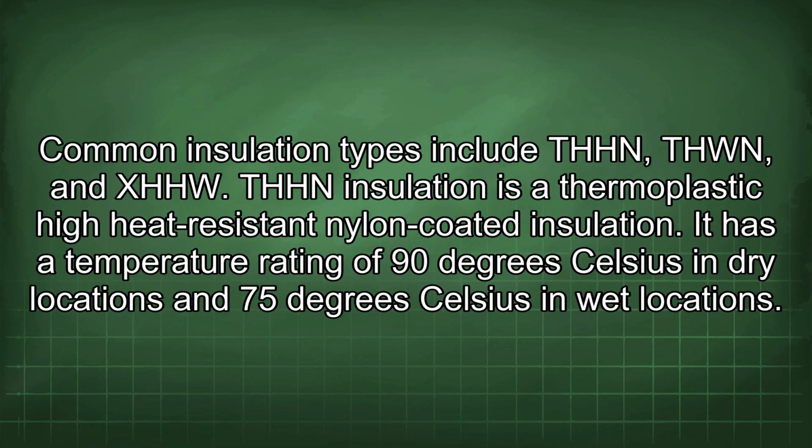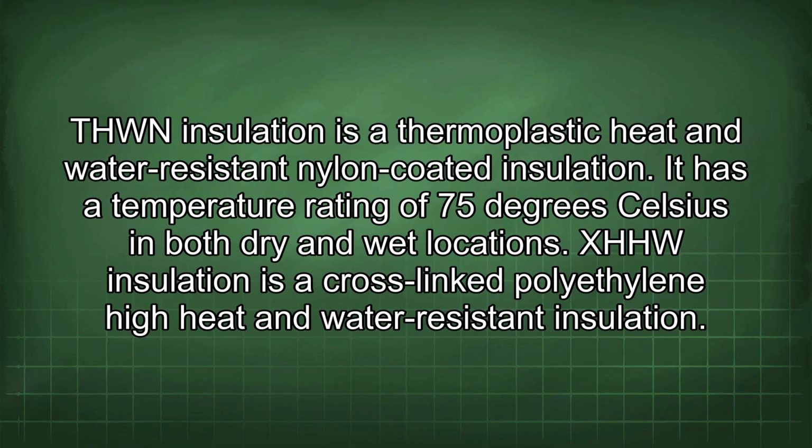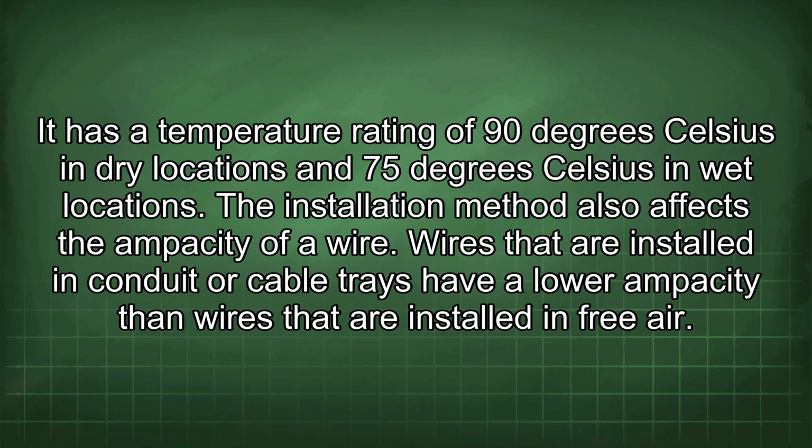THHN insulation is a thermoplastic high heat resistant nylon coated insulation. It has a temperature rating of 90 degrees Celsius in dry locations and 75 degrees Celsius in wet locations. THWN insulation is a thermoplastic heat and water resistant nylon coated insulation. It has a temperature rating of 75 degrees Celsius in both dry and wet locations. XHHW insulation is a cross-linked polyethylene high heat and water resistant insulation. It has a temperature rating of 90 degrees Celsius in dry locations and 75 degrees Celsius in wet locations.